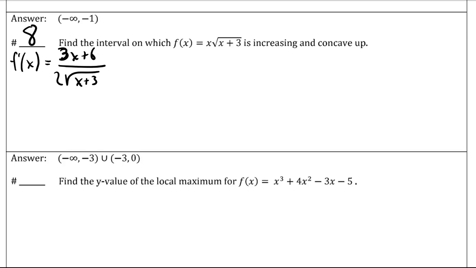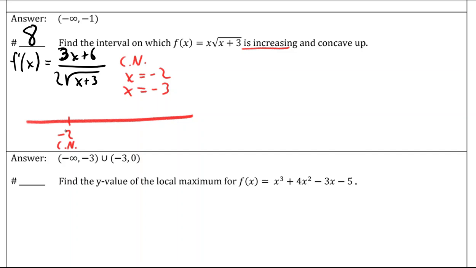So if I just care about where it is increasing, the first derivative is fine. Looks like it equals 0 at x equals -2. It makes the numerator 0. And x equals -3 makes the denominator 0, which makes your whole fraction 0 or undefined. So -2 is a critical number. -3 is a critical number. So I could test something like 0 into the first derivative, and I would get positive over a positive.